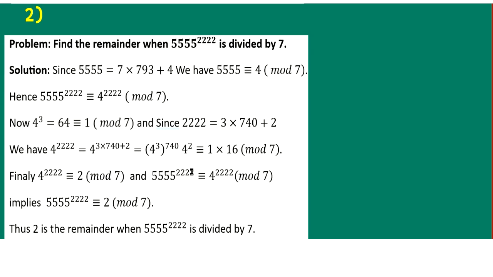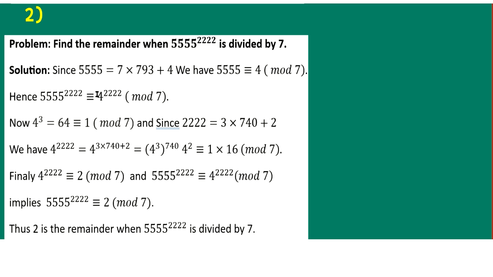The second problem. Find the remainder when 5555 raised to 2222 is divided by 7. Now this is a very big number. So first we know that when we divide 5555 by 7, the remainder is 4. So I can reduce this to 4 raised to 2222 modulo 7. So now we deal with a little smaller number. Further, we observe that 4 cube is 64, and 63 comes in the table of 7. So 64 is congruent to 1 mod 7.